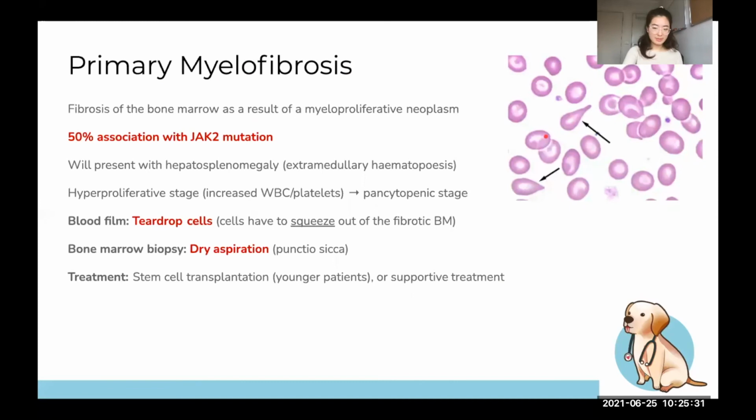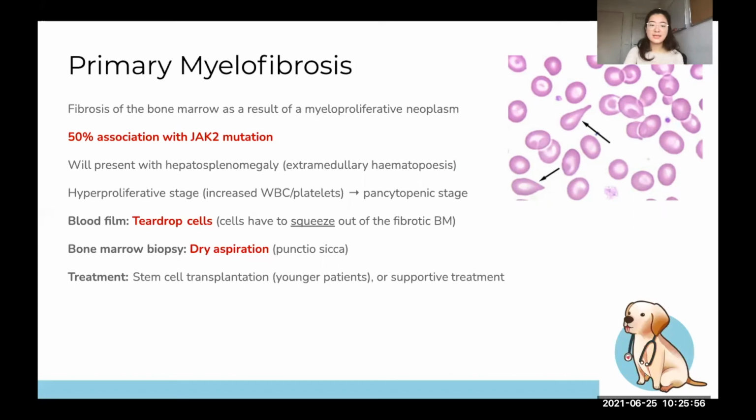And a way to remember it or think it through is all of these cells, because your bone marrow is so fibrotic, they have to squeeze out in order to get into the blood. And to squeeze out, that's how they get their teardrop shape. And if you were to do a bone marrow biopsy, you would end up with a dry aspiration because there's essentially no more cells to draw out because your bone marrow is so fibrosed.